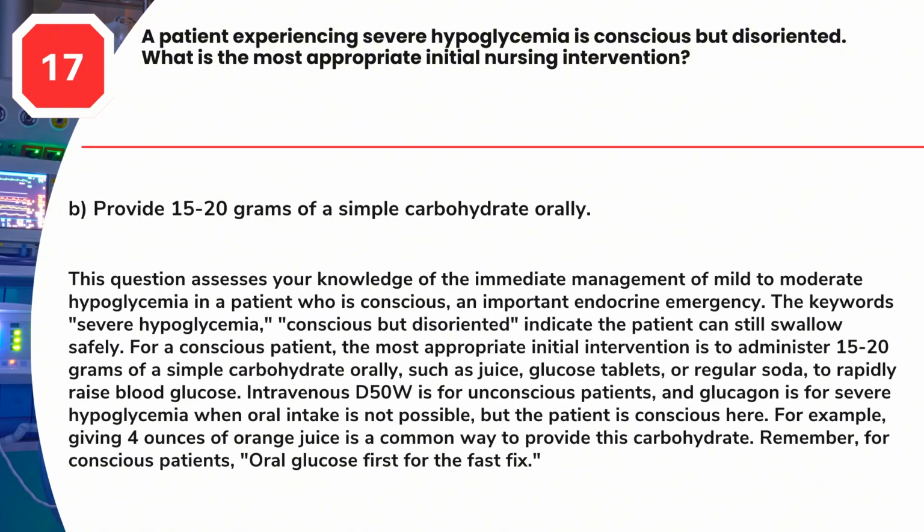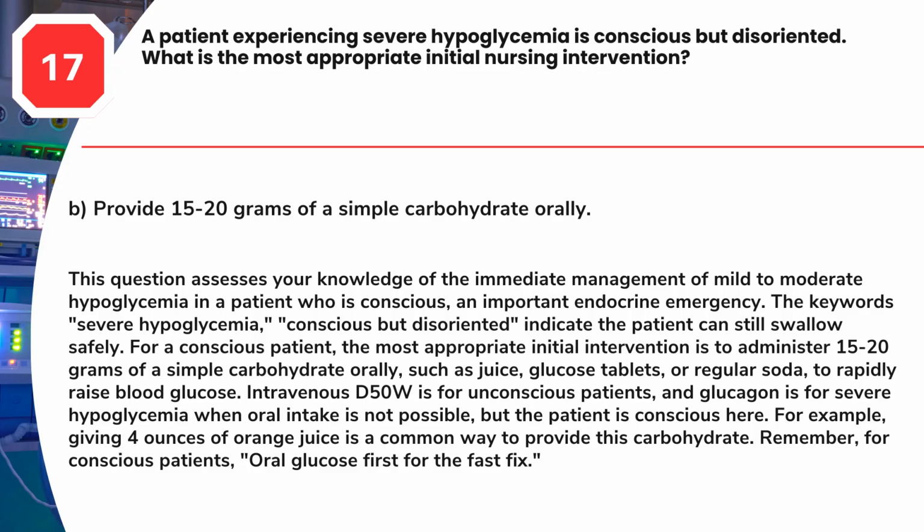Answer B. Provide 15 to 20 grams of a simple carbohydrate orally. This question assesses your knowledge of the immediate management of mild to moderate hypoglycemia in a patient who is conscious, an important endocrine emergency. The keywords severe hypoglycemia, conscious but disoriented indicate the patient can still swallow safely. For a conscious patient, the most appropriate initial intervention is to administer 15 to 20 grams of a simple carbohydrate orally, such as juice, glucose tablets, or regular soda, to rapidly raise blood glucose.